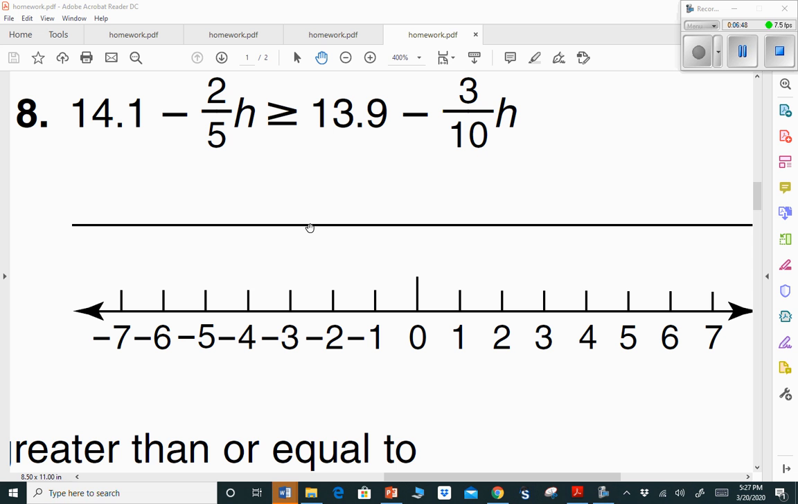14.1 minus 2/5 h is greater than or equal to 13.9 minus 3/10 h. Oh, you've got decimals and fractions in here. Let's go ahead and change the 2/5 to 4/10, and then we've got the denominators the same. I think that might be helpful. We'll see. And notice I'm just copying everything else.